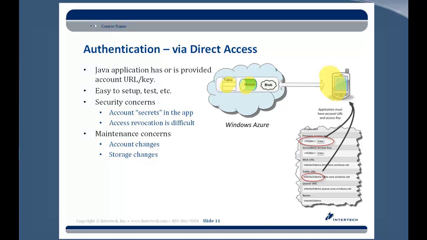The easiest way to authenticate is simply to provide inside of your Android application code the account URL for your storage and the access key for your storage in Windows Azure. Essentially, think about this as your username and password on a storage platform level. That has to actually be provided to your application. Pretty easy to set up. In fact, we'll take a look at how to do that from an API perspective.